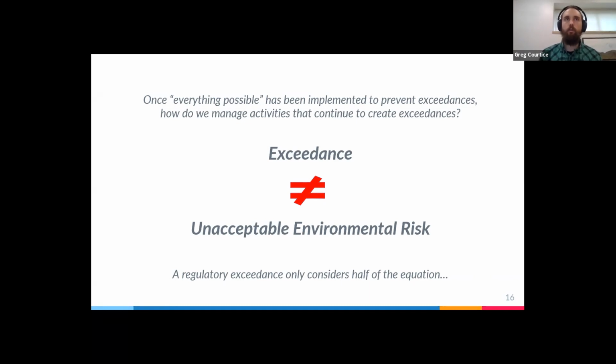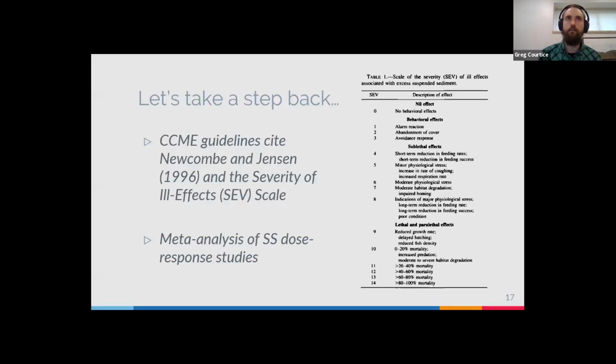And so when we've done everything possible, or everything reasonable given the scope of the project, to implement measures to prevent exceedances, how can we actually manage once we continue to exceed these prescribed limits? And the answer is, under the existing framework, there isn't a whole lot that we can do. But fortunately, these regulatory exceedances and the prescribed limits only consider half of the equation. So we can evaluate environmental risk rather than just focusing on these exceedances.